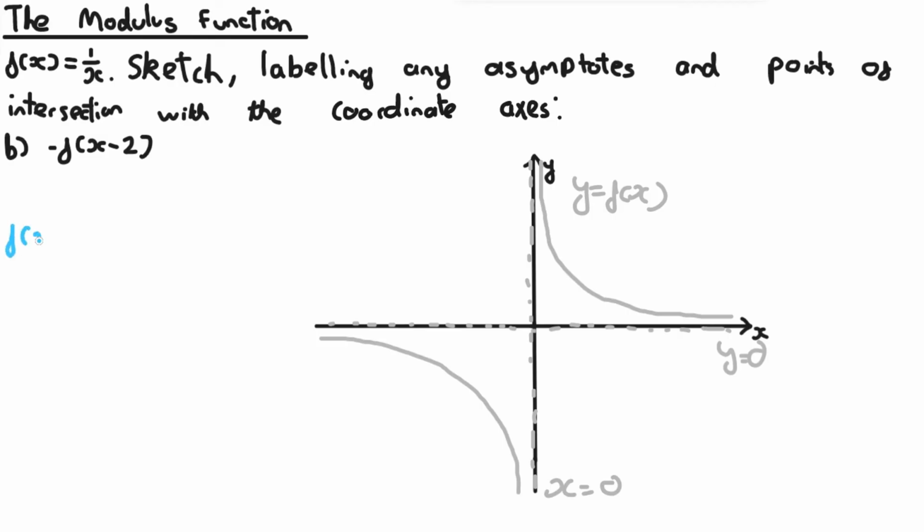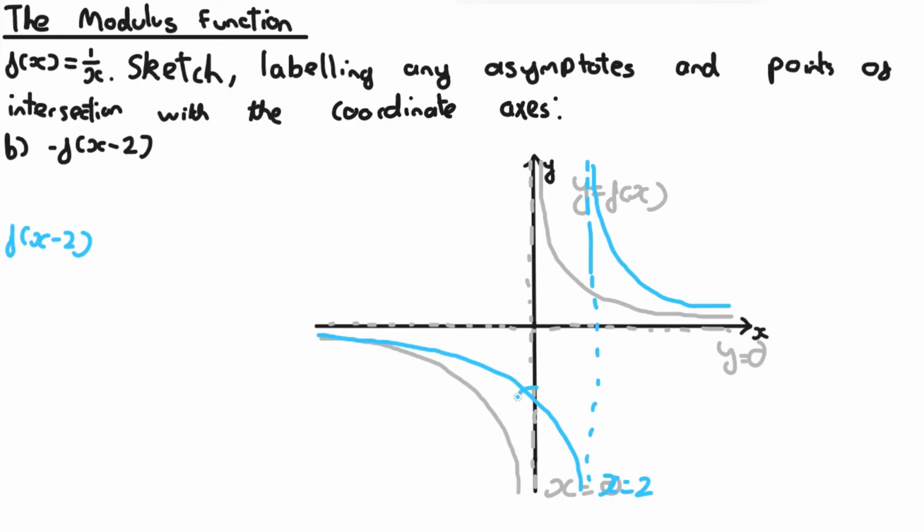Firstly, we do f of x minus 2, which is a translation inside the function, so it's going to shift everything to the right by 2. So it's going to look something like this here, like that, where the asymptote here is also shifted to the right by 2. So this is no longer x is equal to 0, this is now x is equal to 2, and then this graph here is also going to be shifted to the right by 2. So this is going to look like this here, where this is the graph of f of x minus 2.